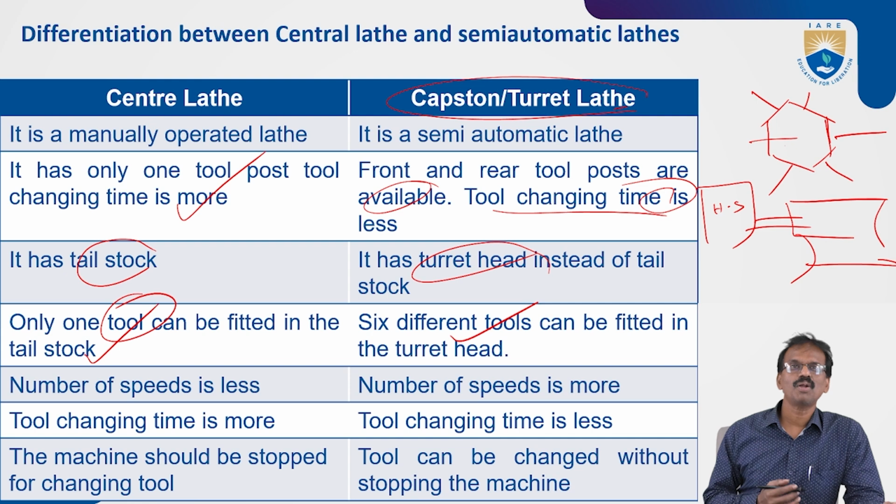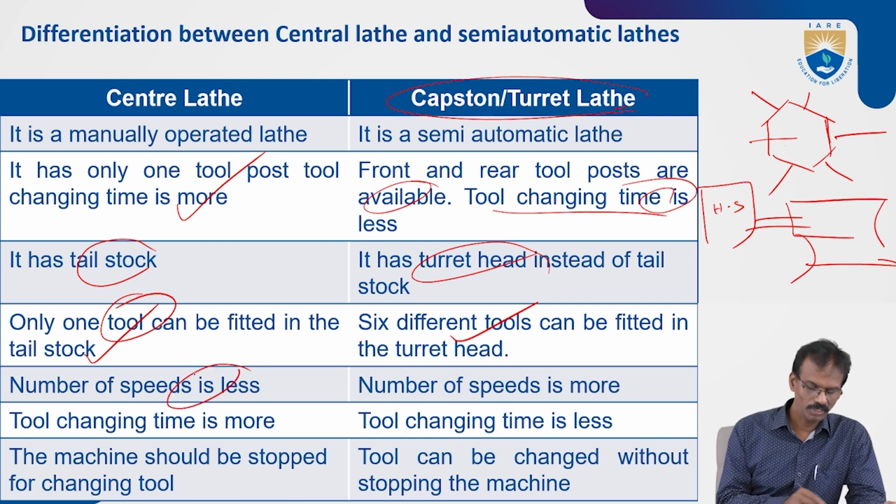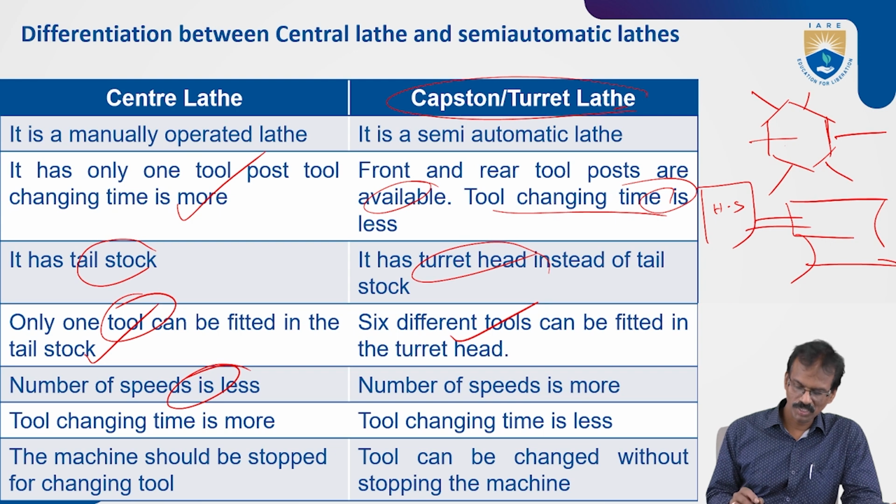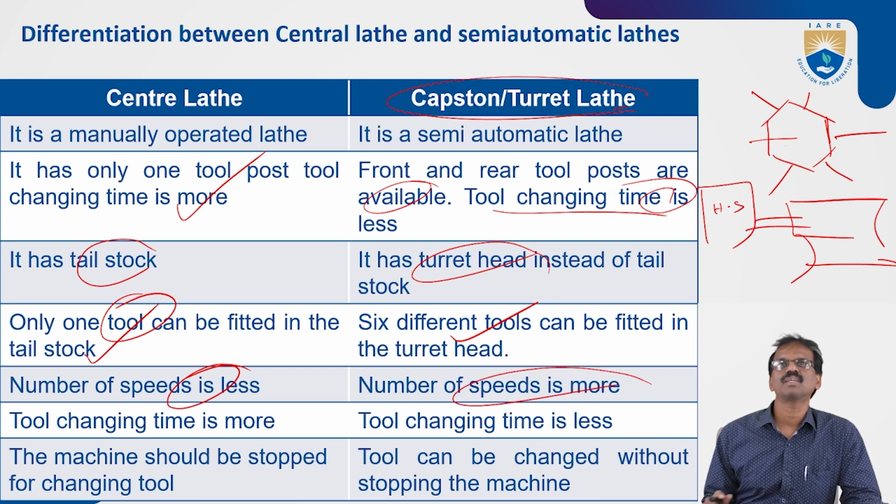Next one, the number of speeds is less. Hardly 2 to 3 types of speeds can be maintained on the central lathe, but the number of speeds is more in the case of the capstan and turret lathe. You can maintain different types of speeds also.